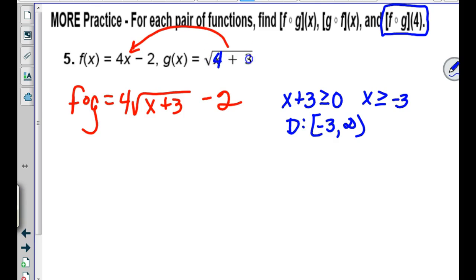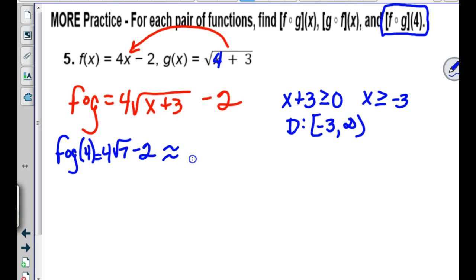We could have put the 4 into this one originally. We would have had square root of 7. And then if we put that in here, 4 square roots of 7 minus 2. There's nothing nice about that. That's as exact as it's going to get.